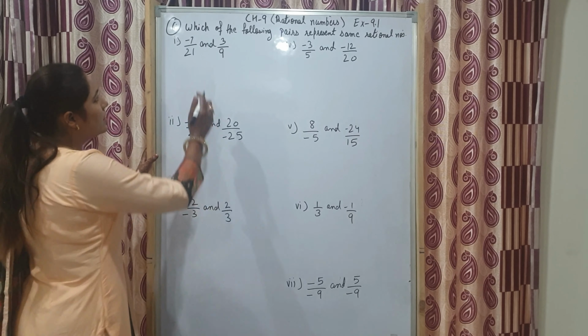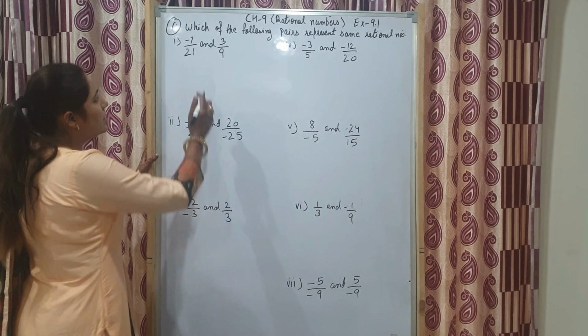Now minus 3 upon 5 and minus 12 upon 20. Minus 3 upon 5 is already in the lowest form. We will change minus 12 upon 20 into the lowest form by dividing on the table of 2. Again on the table of 2, or you can directly cancel it on the table of 4 also. So minus 3 upon 5. Now the first is minus 3 upon 5 and the second one is also minus 3 upon 5. Both are the same. So our answer is yes, they are the same rational number. You will write the full line.